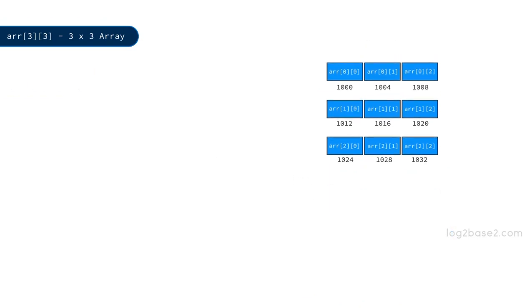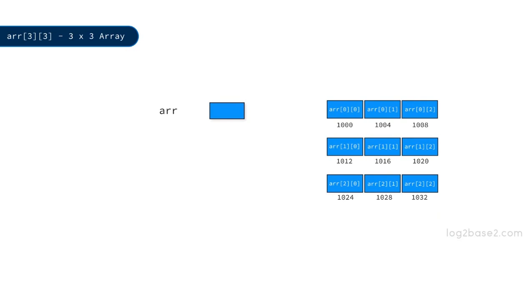Now, let us understand about ARR. ARR is a pointer to the first 1D array. Here, the 1D array has 3 elements. So, ARR is a pointer of type int (*)[3], which means ARR is a pointer which points to an array of 3 integers. So, the first row's base address will be stored in ARR. And here, the first row's base address is 1000, so ARR value will be 1000.